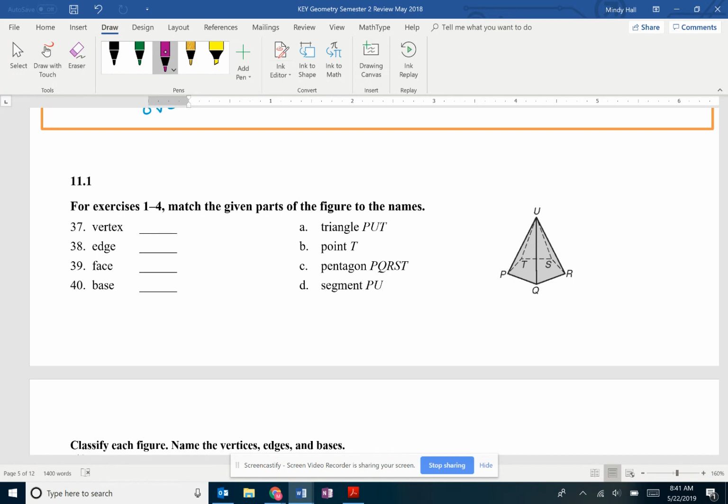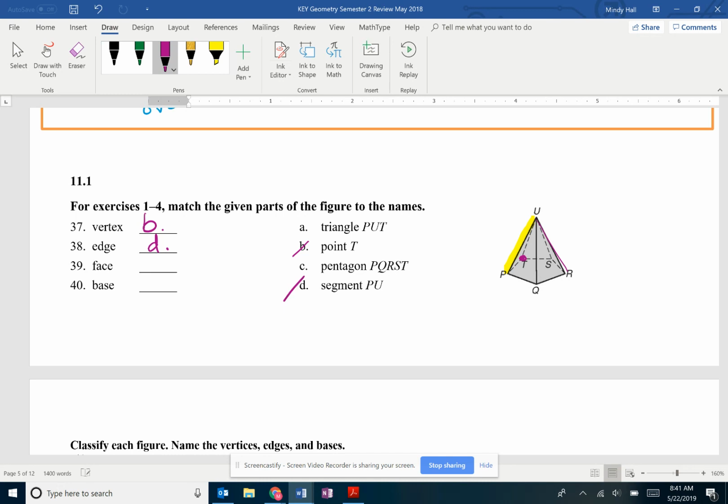So, let's see, we have triangle PUT. That would not be a vertex. We have point T, which is this right here, and that is a vertex. So that is B. For an edge, that's going to be like a line segment. So looking at this, we have line segment PU, that's this one right here, and that is going to be the edge, so it is D.